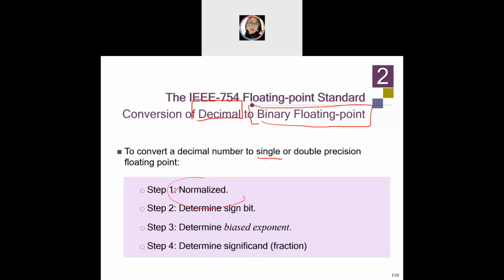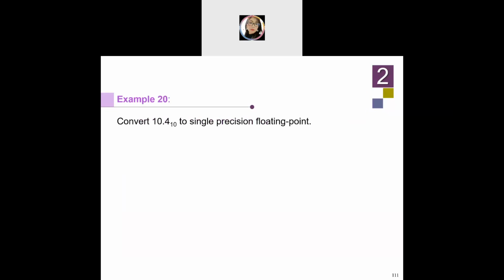You check first, is the decimal number already normalized or not? First, your decimal number you need to convert to binary. Is your binary already normalized or not? And then, you determine the sign bit. After that, determine the bias exponent. And lastly, you put in your fraction value. Let's take a look at the example.